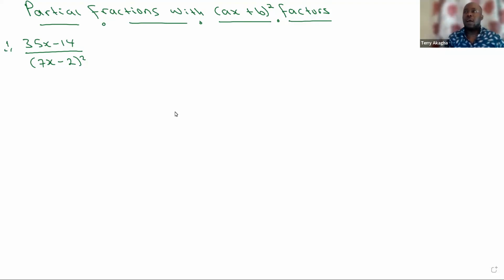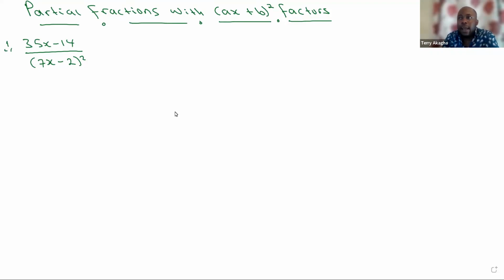Okay, so we're going to go to the next type of partial fractions. This is partial fractions with the ax plus b raised to power 2 factors, okay? If you've not reviewed my previous video on the 5 rules of partial fractions, you need to do that. Also, review the linear factors as well. I also talked about the substitution method and the coefficient of terms method, as well as the combination of both. So if you've not reviewed it, let's go back and have a look.